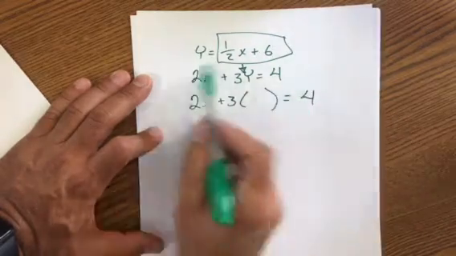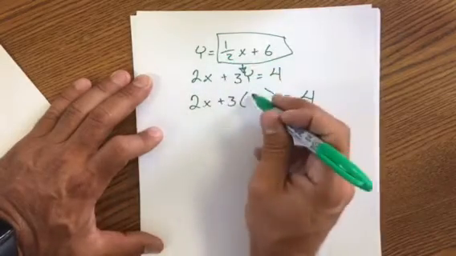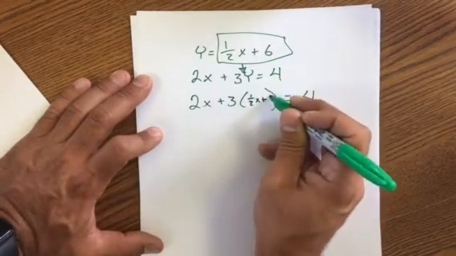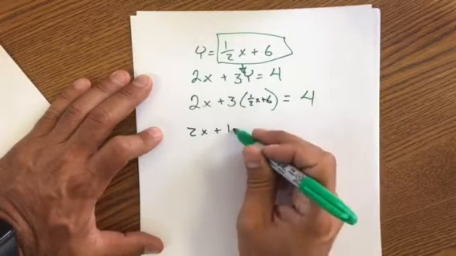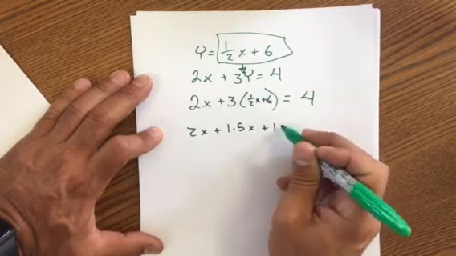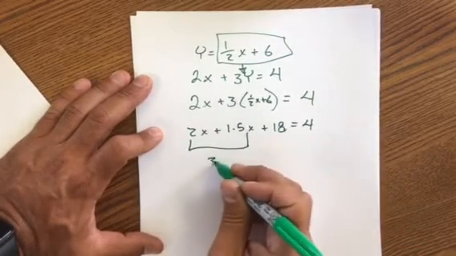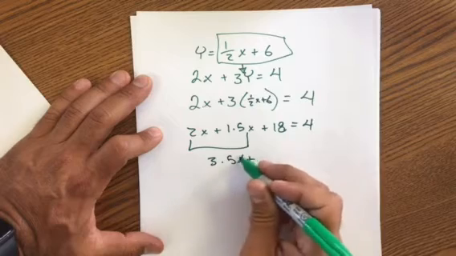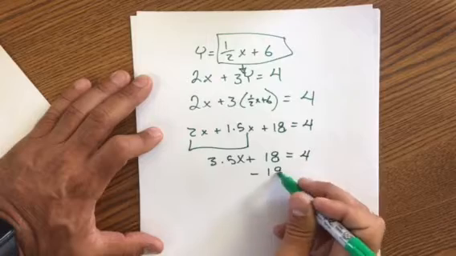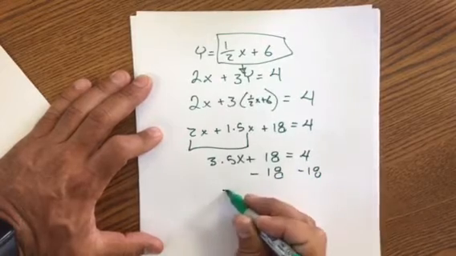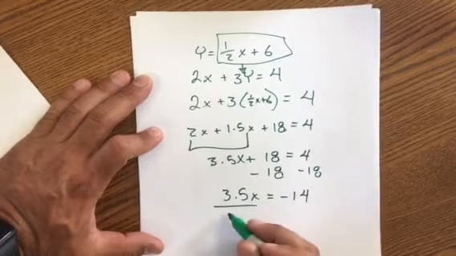So I rewrite the second equation, except for where the y was, I just put a blank. And then I'm going to plug this in, 1/2 x plus 6. I'm going to distribute the 3. I'm going to combine the like terms here. I'm going to try to get the x by itself by subtracting this first, and then dividing.